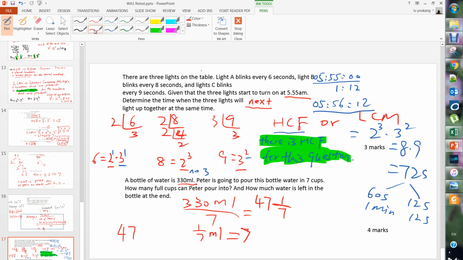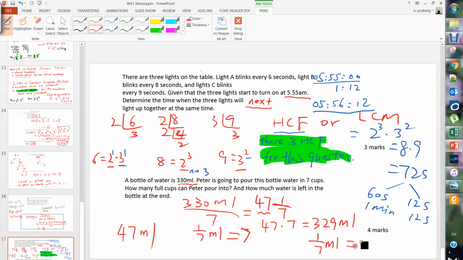So it's not about making mistakes here. It's about when you make mistakes, can you self-correct? In this case, I realize I can self-correct myself. So each cup will contain 47 milliliter. Therefore, 47 times 7 cups. So what do I get? 47 times 7, I get 329 milliliter, and then this 1/7 milliliter left.